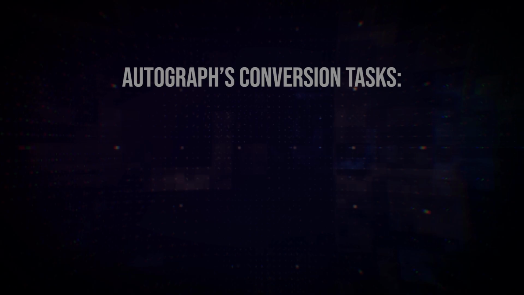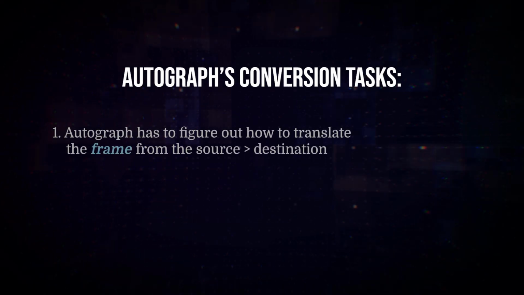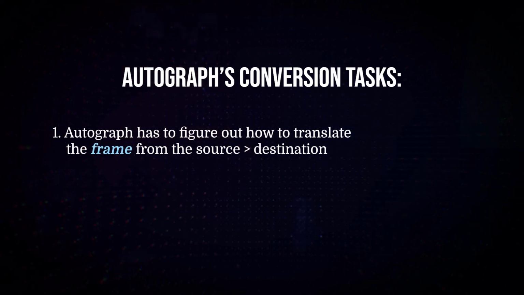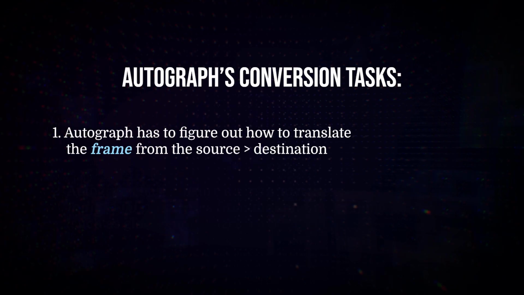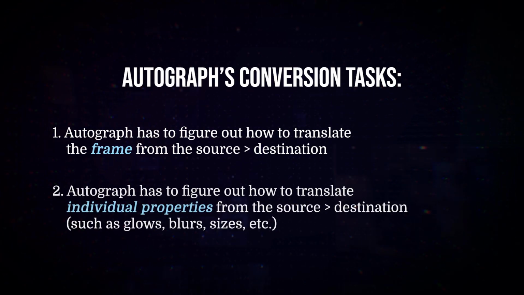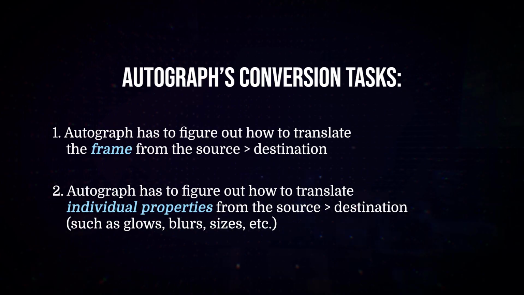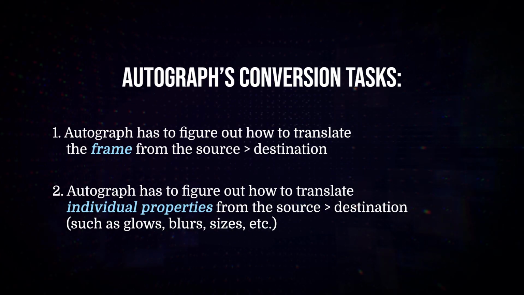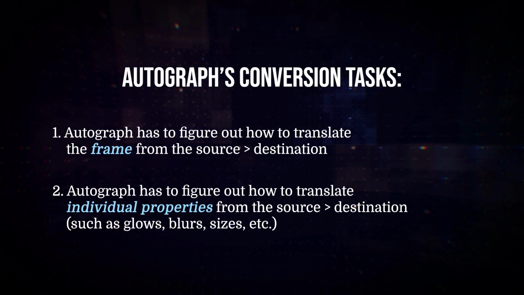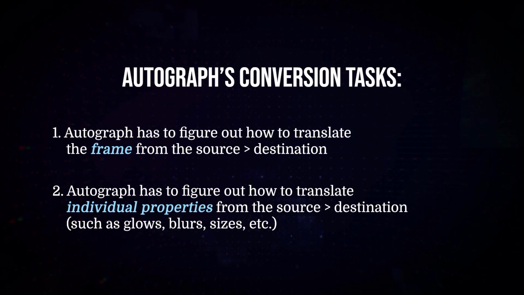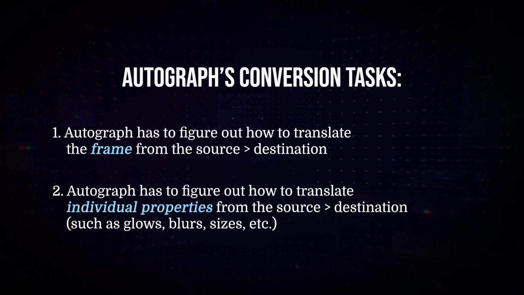And actually, there are two main things going on here. Autograph, number one, has to figure out how to translate the frame from the source to the destination. And number two, Autograph has to figure out how to translate individual properties from the source to the destination. So for example, like glows, blurs, scale, size properties, that kind of thing. So that's what we're going to look at in this tutorial, the technical details on how Autograph is doing both of these functions. Now let's start with something easy.